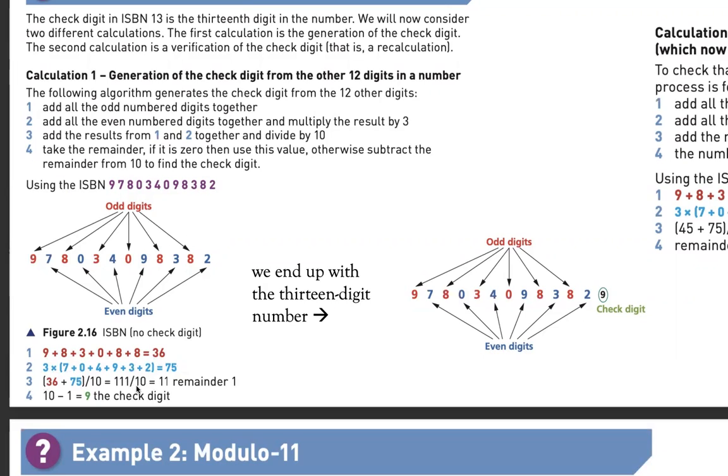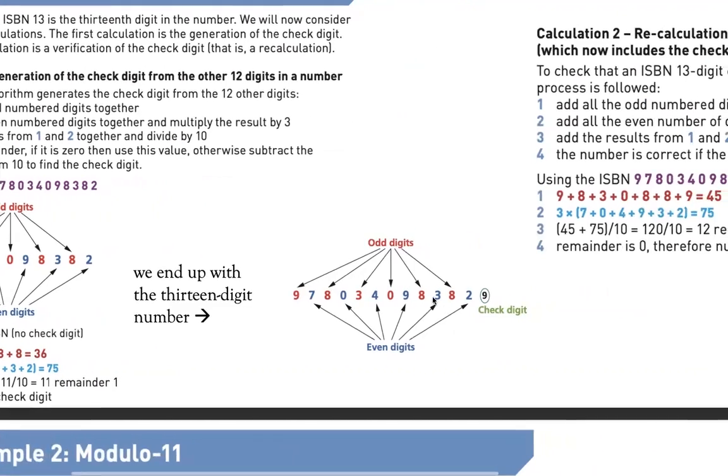Divide that by 10, you'll end up with 11 remainder 1. We take this remainder and subtract it from 10, and you end up with 9. This will become your check digit. Attach this to your number and forward it. So as you can see here, this is my complete number. Now, this number will be used in its entirety. Just to make sure that the number was entered correctly, this check digit can be used to verify if the number was correct or not.